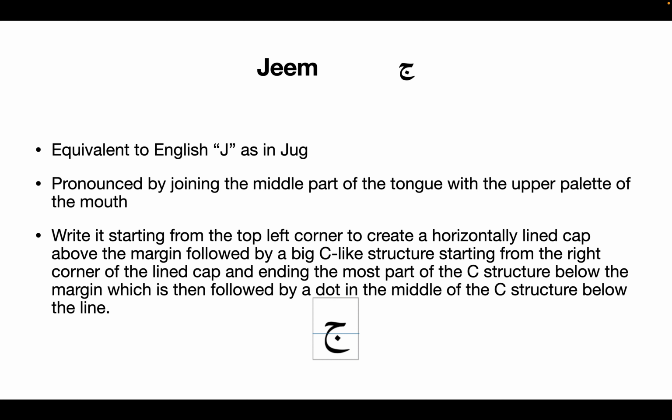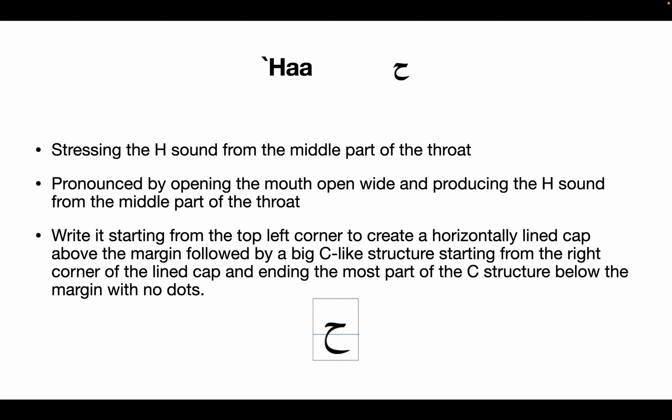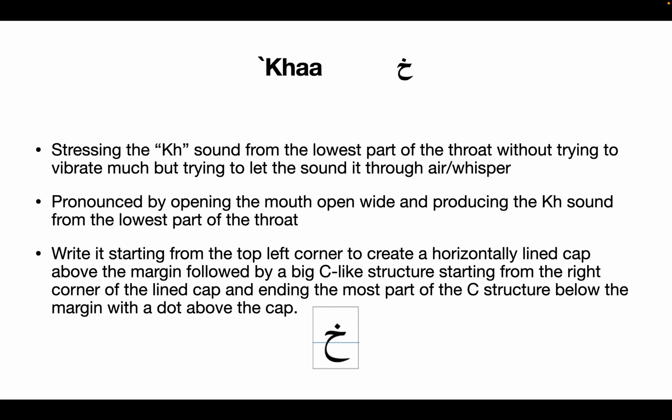The first letter, Jeem, has a dot in its stomach, or the middle part of the C, and Ha has no dot. No dots anywhere, just the structure is sufficient for Ha. And in Kha, we have a dot above the cap.